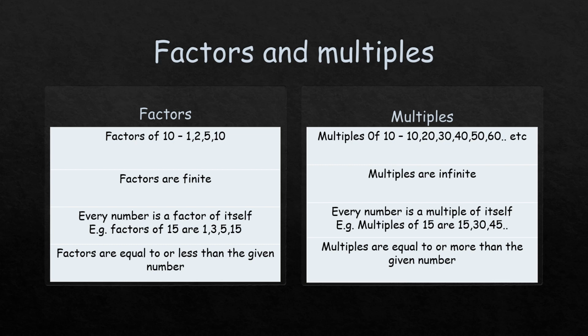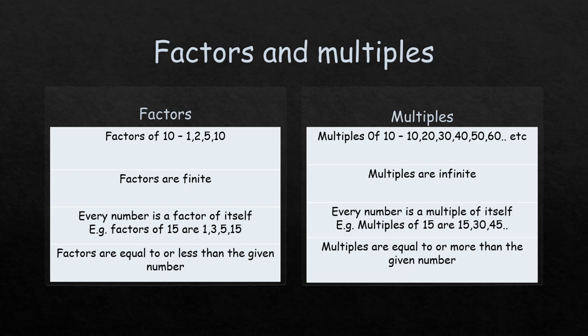So what did we find now? Factors of any number are finite. You can only write some numbers. But multiples of 10 we can keep writing, so they are infinite. And every number is a factor of itself. What does that mean? In the factors of 10 we are also seeing 10. So we will start with 1 and end with that number. For example, factors of 15: we start with 1 and end with 15.